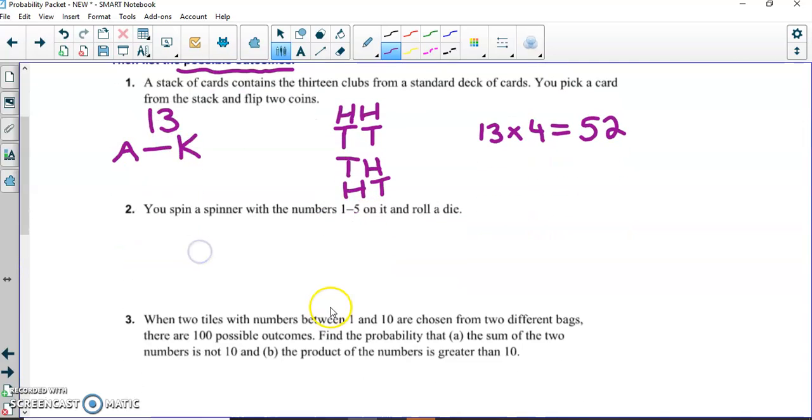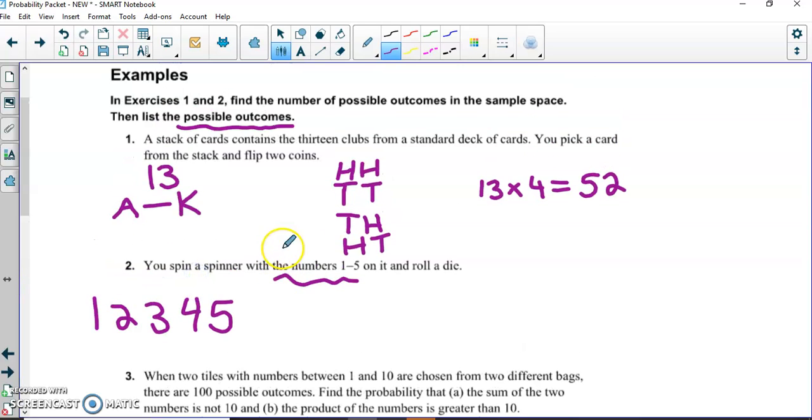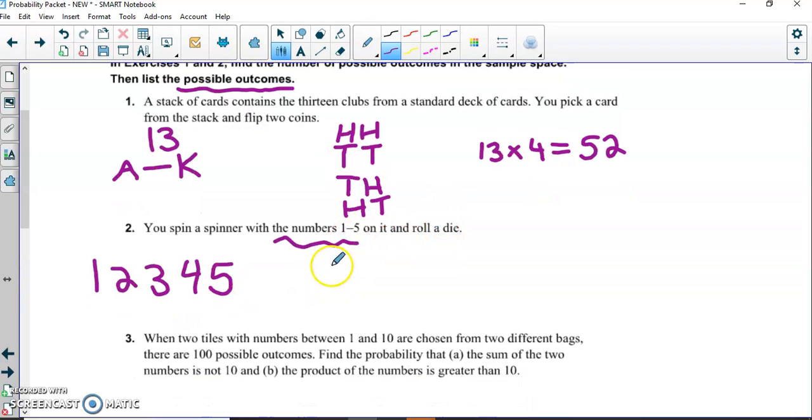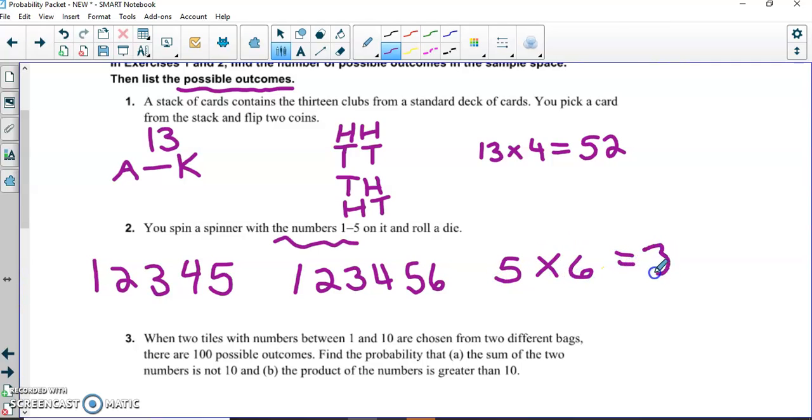Okay? Let's look at number 2. You spin a spinner with 1 through 5, and you roll a die. All right. So you spin the spinner. How many options? 5, right? We can get a 1, a 2, a 3, a 4, or a 5. And then we roll a die, there's 6. So we can get a 1, a 2, a 3, a 4, a 5, or a 6. So since there are 5 options for the spinner and 6 options for the die, that gives us a total of 30 different outcomes that could happen, right? I can get a 1 and a 1. I can get a 1 and a 2. I can get a 1 and a 3, and so on.